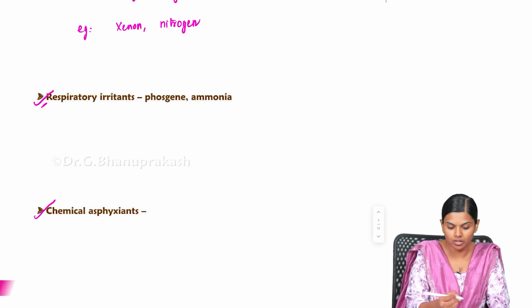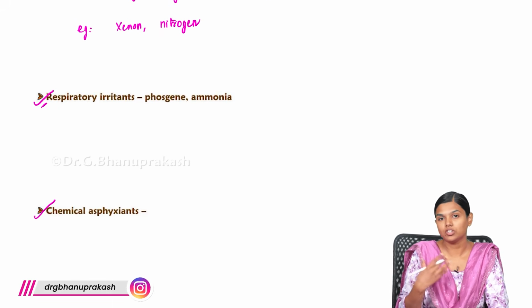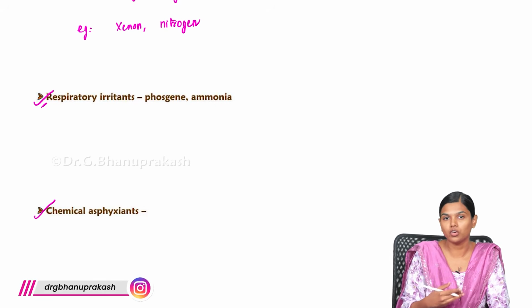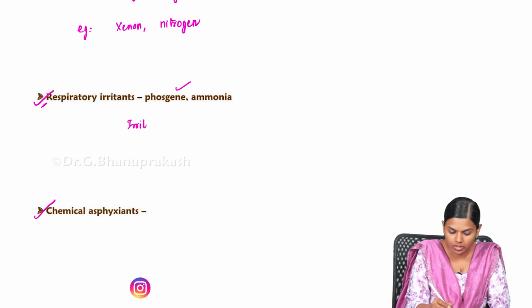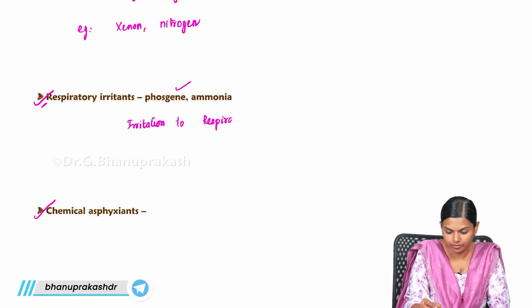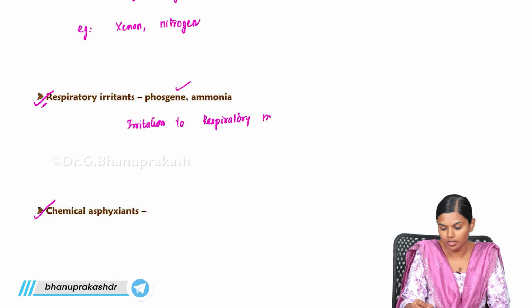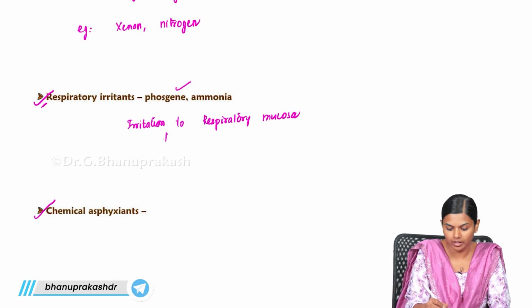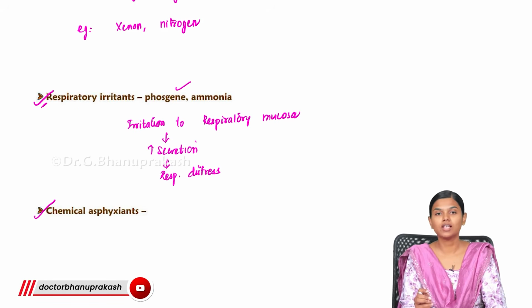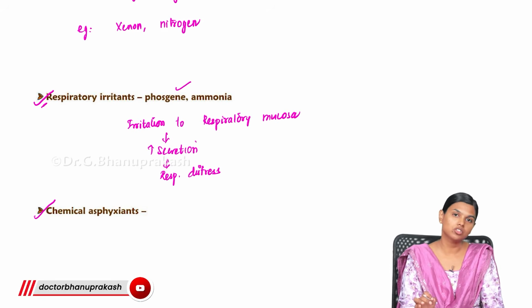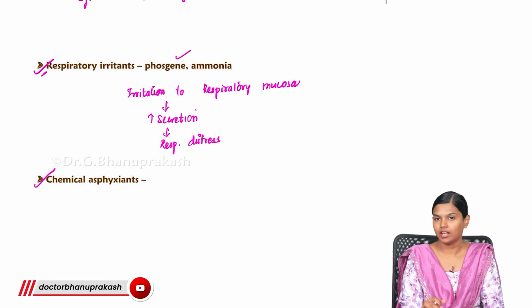Now you have respiratory irritants, which cause irritation to the respiratory mucosa and lead to bronchorrhea, constriction and death. In the respiratory mucosa, they give irritation and increased secretion, leading to respiratory distress. Phosgene and ammonia are the most common gases which lead to irritation. So these are irritant asphyxiants.